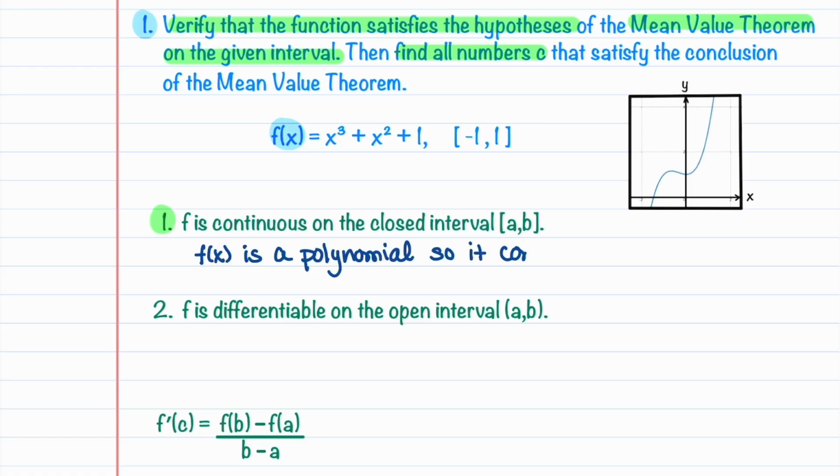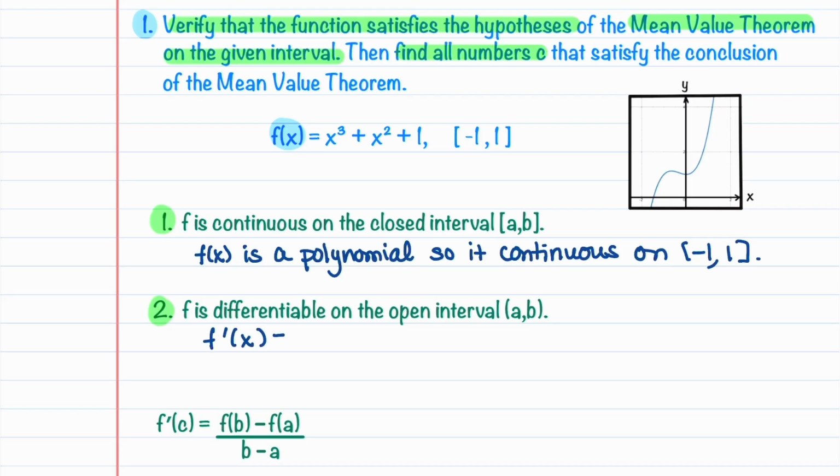So it is continuous on the closed interval from -1 to 1. Every polynomial is continuous. Let's now look at the second hypothesis. F is differentiable on the open interval from a to b. It is a fact that all polynomials are differentiable, but let's just go ahead and take the derivative. We're going to need it later anyway.